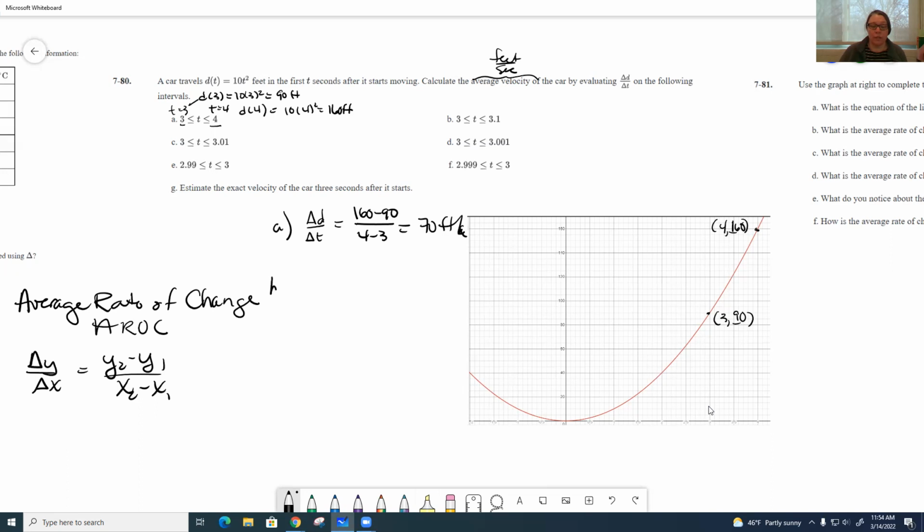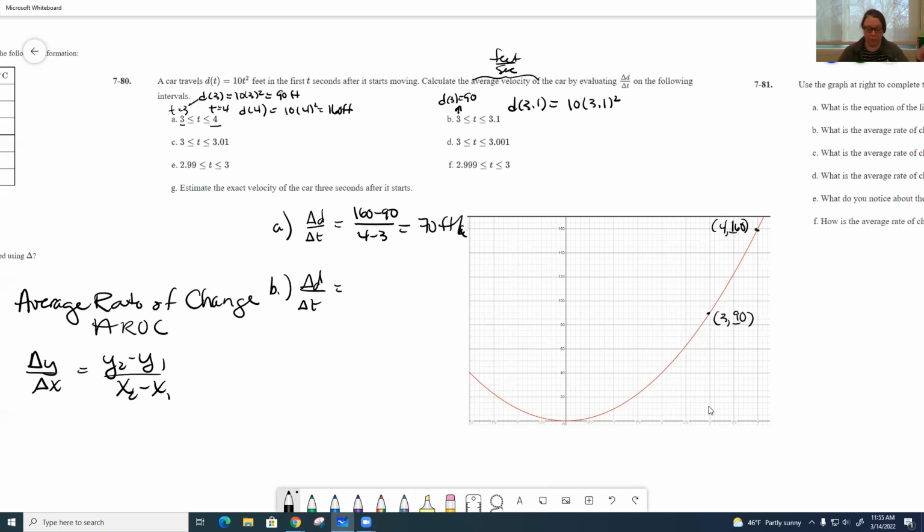Okay, so for each of these, before I can go to this formula here, I need to figure out the corresponding y values. Now I already know for this one, d of 3, I already figured out that this is 90. I need to also figure out d of 3.1 to be able to find this average rate of change. So again, I'm going to put this 3.1 into this rule for t. So I'll have 10 times 3.1 squared.